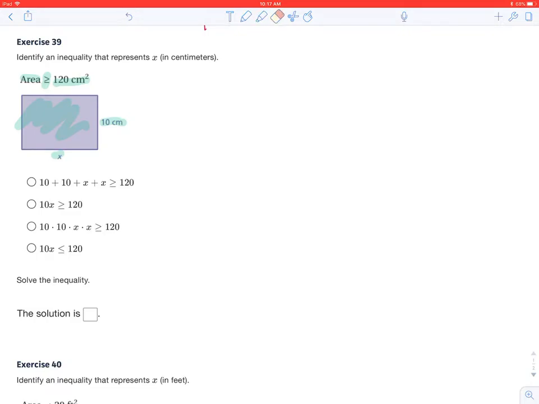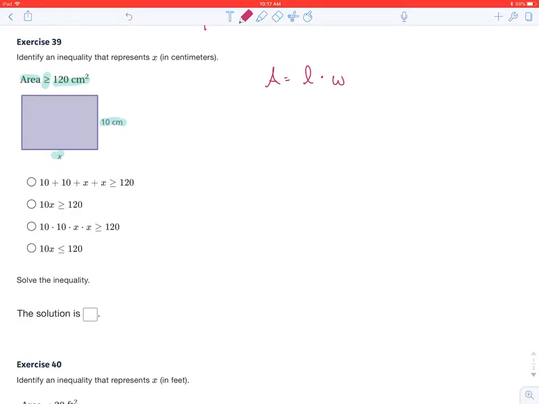So that means x has to be a value that, when multiplied by 10, gives us an area that is equal to or greater than 120 centimeters squared. Some of you might just be able to knock this out in your head, but I still want you to do it systematically. How do we determine the area of a rectangle? Well, the area of a rectangle is the length times the width.